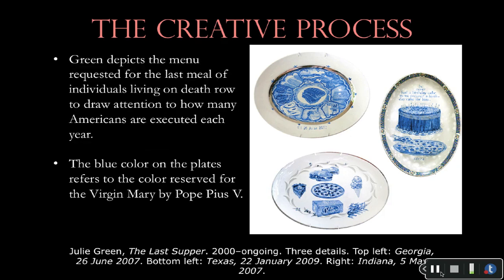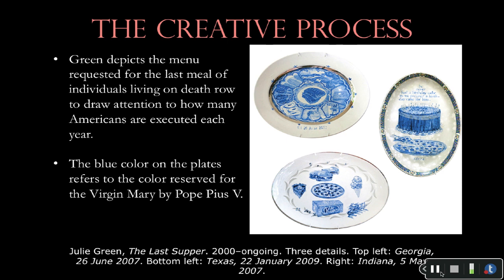All right, so what do we see here on the plates? Green depicts the menu requested for the last meal of individuals living on death row to draw attention to how many Americans are executed each year. So clearly this is a political work that has much to do with the abolition of the prison complex and the death sentence, right? She's wanting to show us just how many people are put on death row each year and how many people are executed.